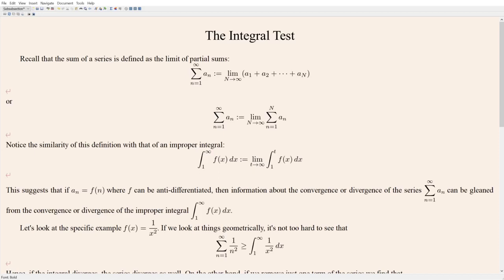So, we established in the last section that if you want to take the sum of infinitely many terms, then what that actually means is that you are going to take a partial sum, namely the sum of the first, say, big N terms, and then take the limit as big N approaches infinity.